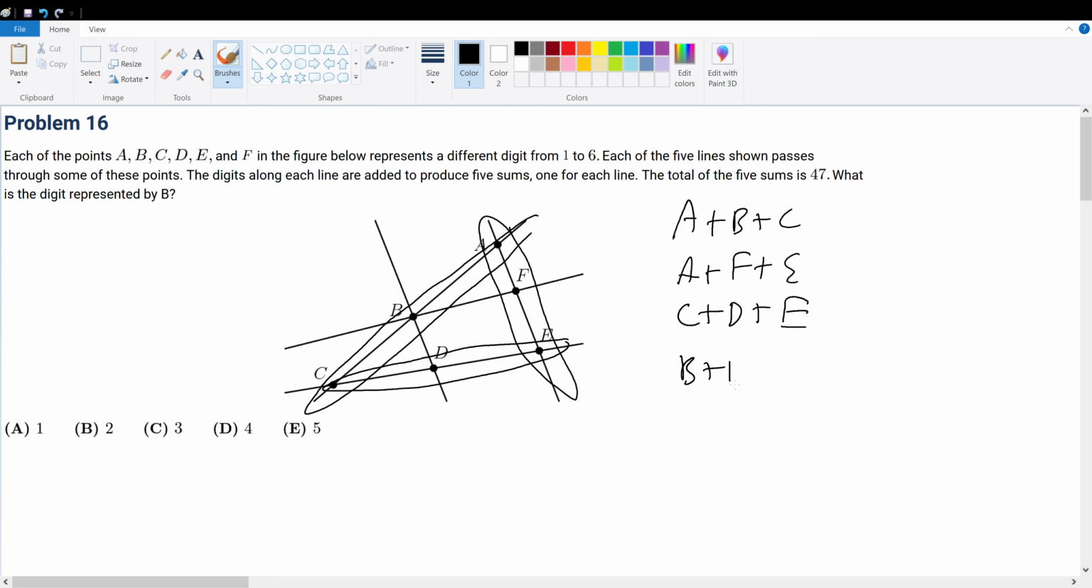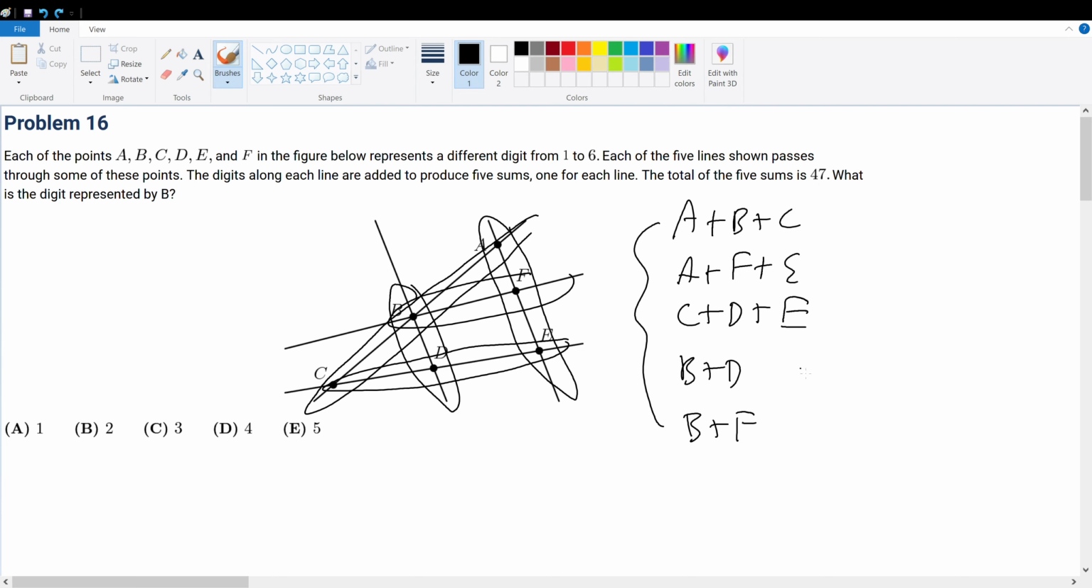We have B plus D, so that considers this line. We have B plus F, right? That considers this line. We also have, what else? We have 1, 2, 3, 4, 5. So that should be it. We have these possible sums. And we are told that when we add them up, the total of the 5 sums is 47. So when we add these all up, this gives 47 in total.